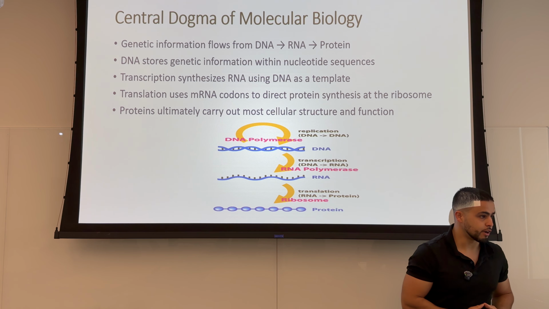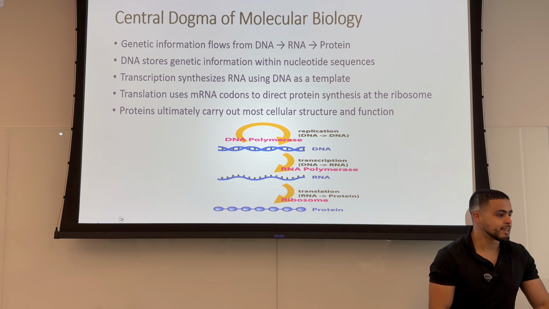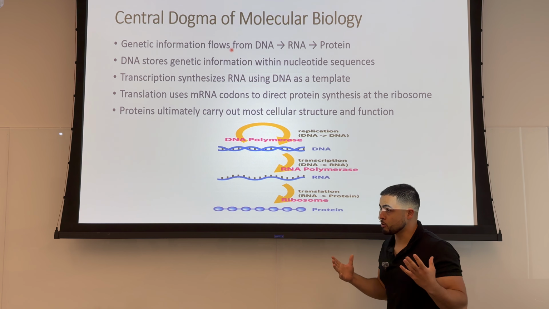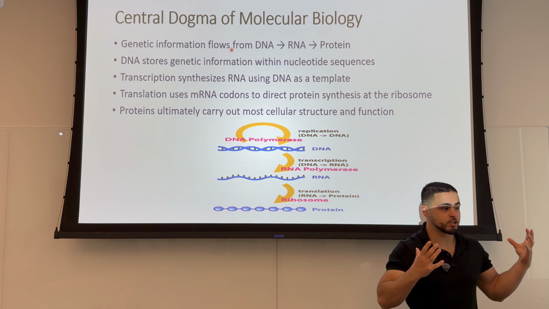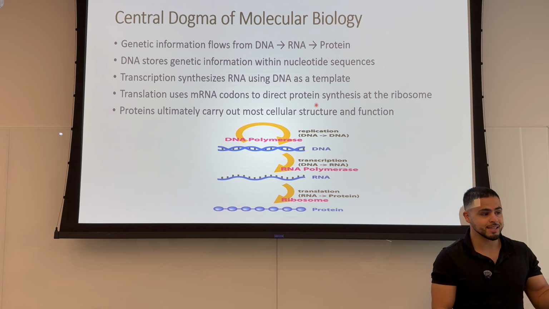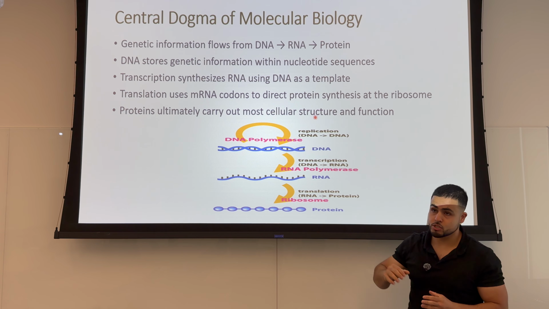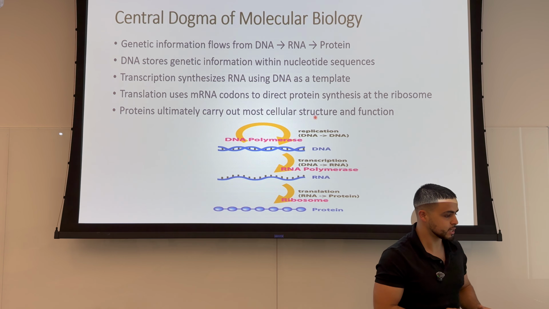So let's get started over here with the central dogma of molecular biology. As you can see, the central dogma of biology is that the genetic information will flow from DNA to RNA to proteins. DNA is how our cells store this information, and then it transcribes it into RNA, which will be used in the synthesis of proteins at the ribosomes in the cytoplasm. Proteins are ultimately what carry out most cellular structure and function. Now, this is just a little diagram of that process, and throughout this slide deck and the next one as well, we're going to be discussing this entire process in detail.